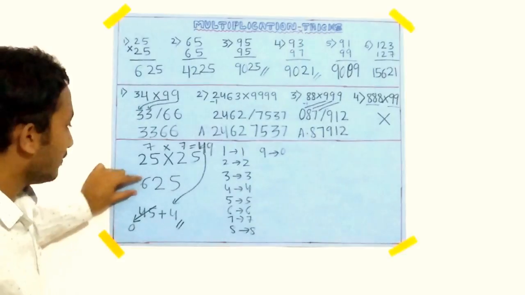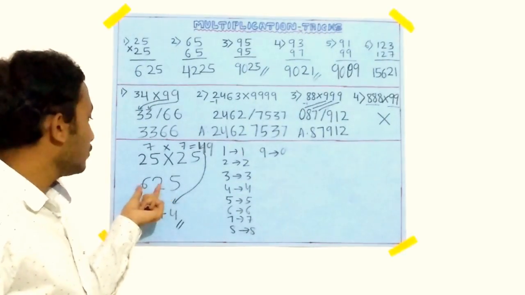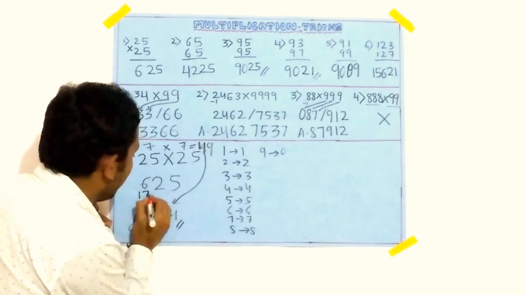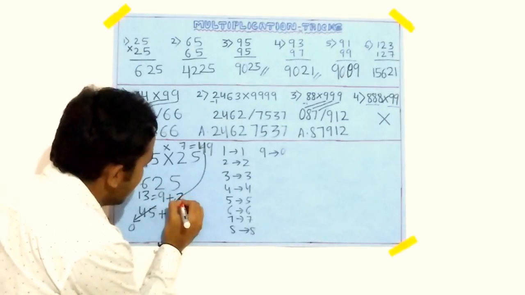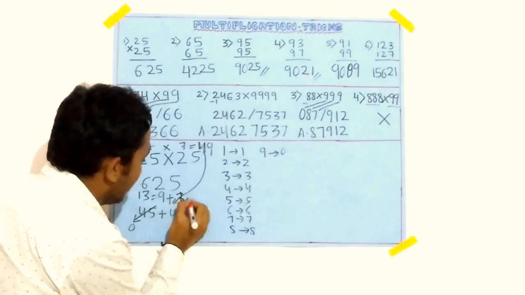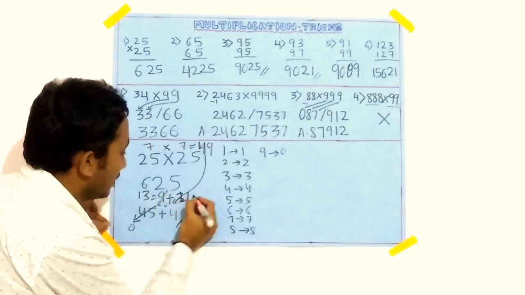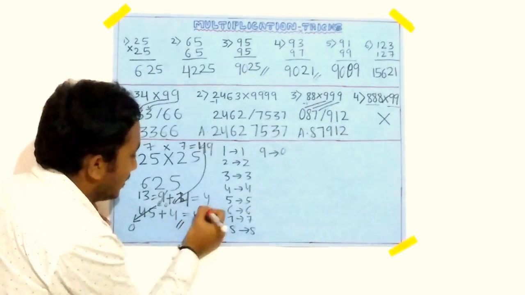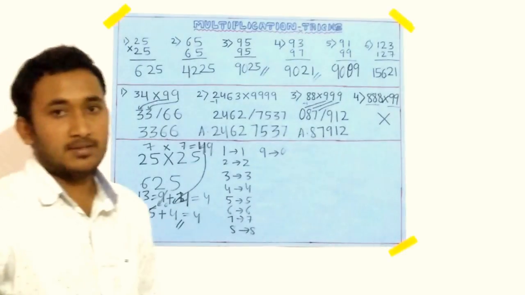So what I need to do, for this 625, I will add 6 plus 5 is 11, 11 plus 2 is 13. Okay, 13 can be written as 9 plus 4. Okay, so 9 turns to 0. Here I am left with 4 and here also I am left with 4. If it is 4, it means our answer is correct.